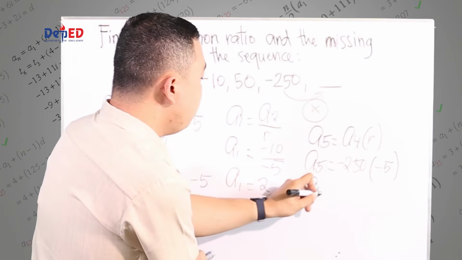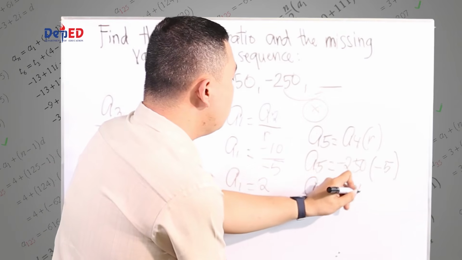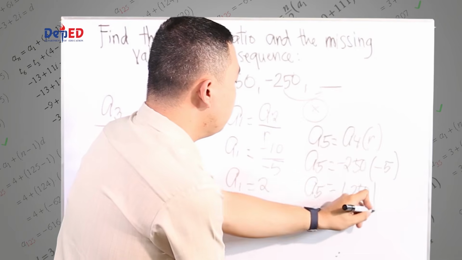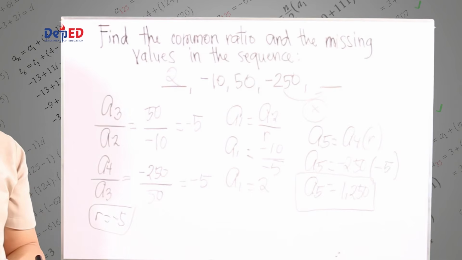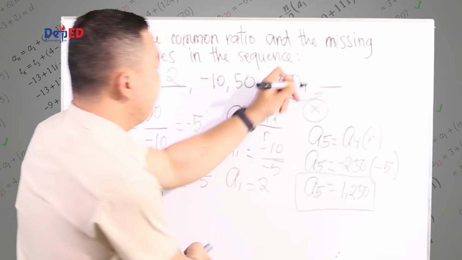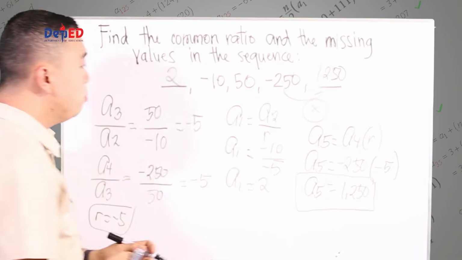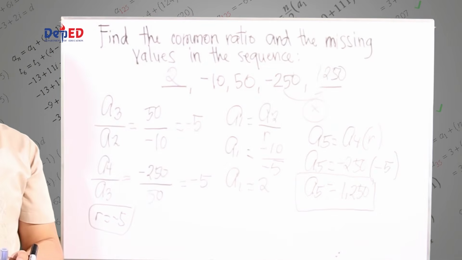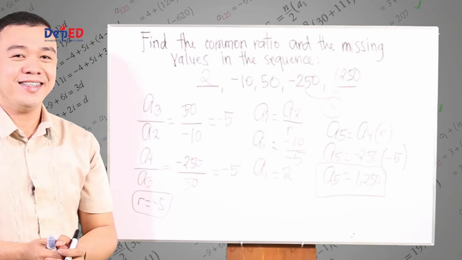Our a sub 5 is equal to 1,250. Positive since we are multiplying numbers with like signs. Thus, the fifth term of the sequence is 1,250, and the missing terms are 2 and 1,250 respectively.